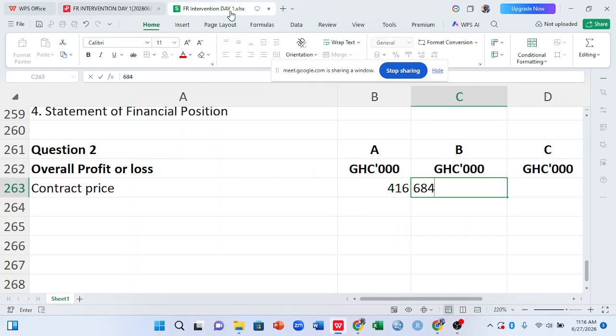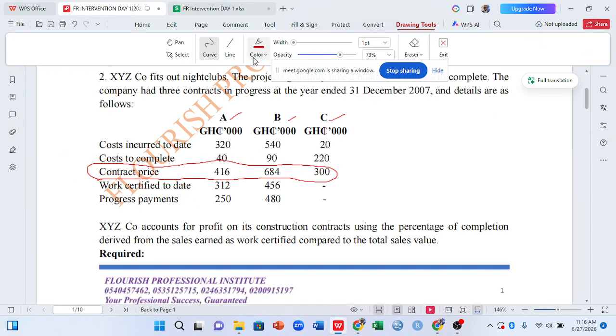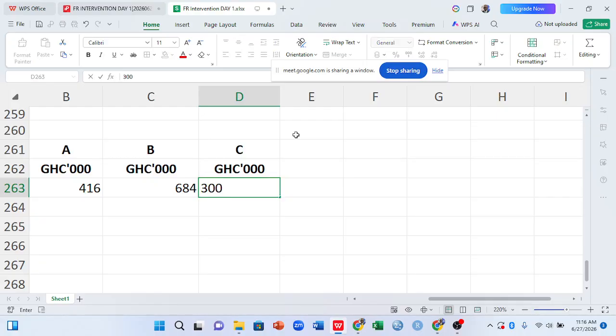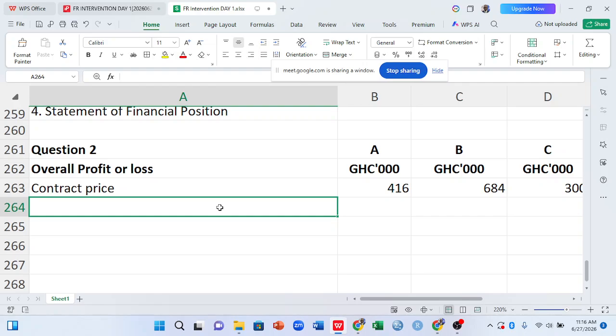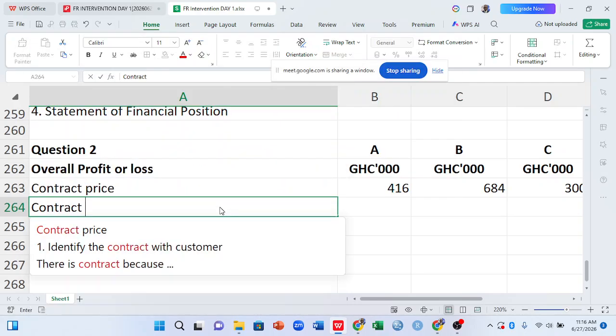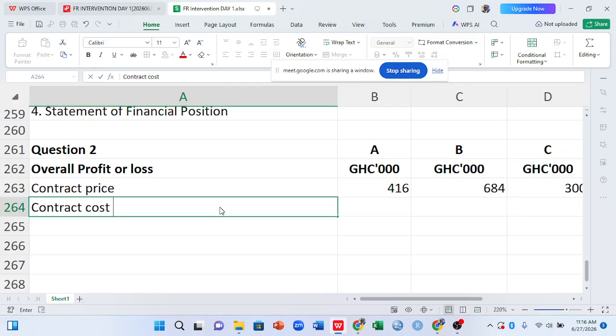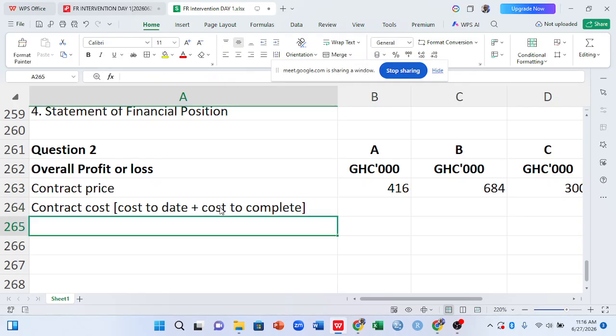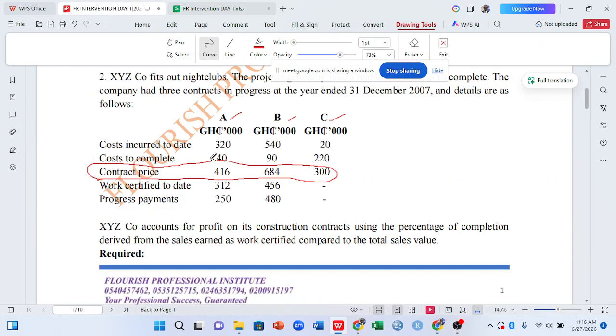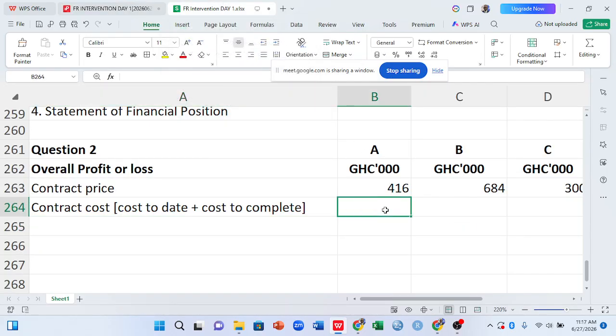684, 684, and then 300, 300. Then we bring our contract costs, which is the total cost of the contract. Remember that this is going to be the summation of your cost to date plus cost to complete. So let's do that. So A, cost to date is this, cost to complete is this. Let's sum it up. We'll get 320 plus 40. That will give us 360 over here.